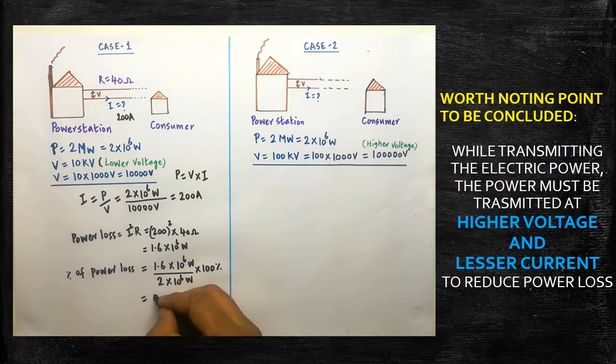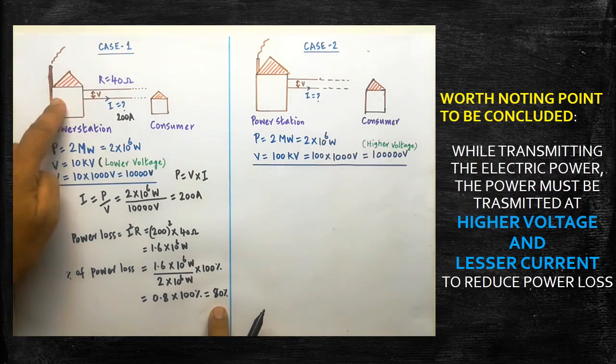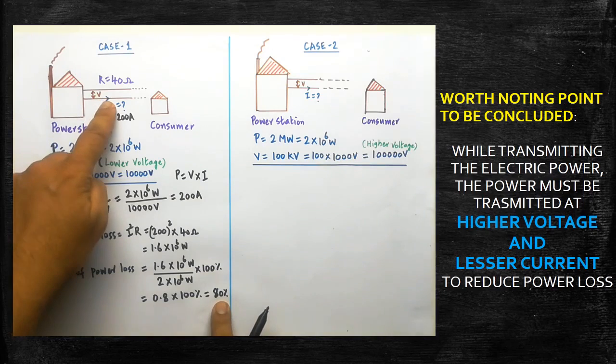After calculation you will be getting 0.8 into 100%. Are you clear? So finally you will be getting 80%. So what does this 80% denote? It denotes that out of the power which is sent from the power station, 80% of the power is lost in the wire in the form of heat. So it's a great loss.